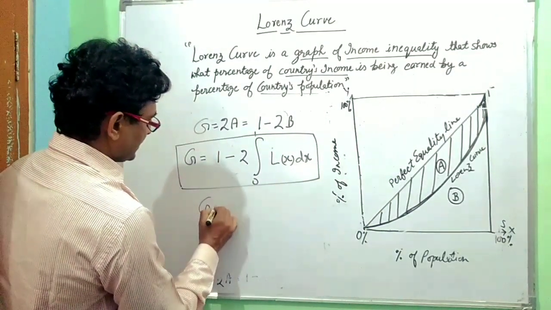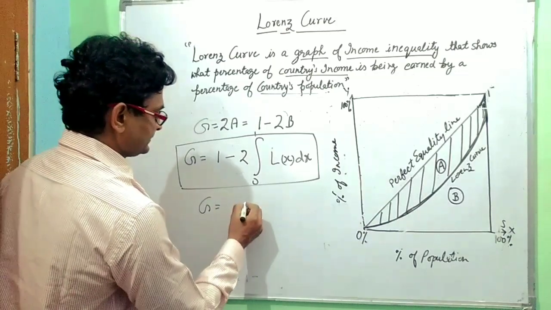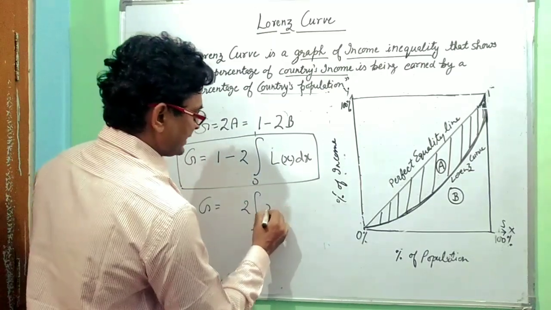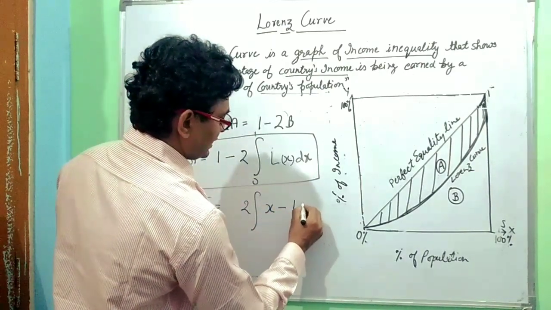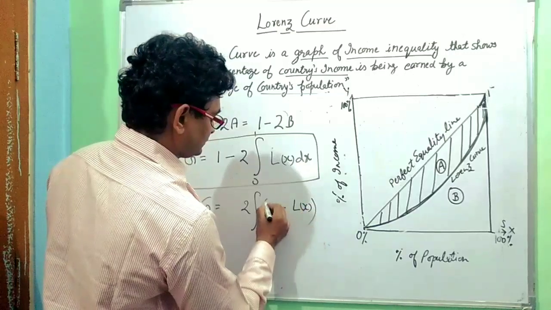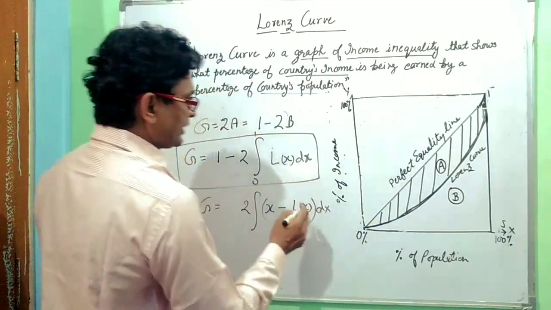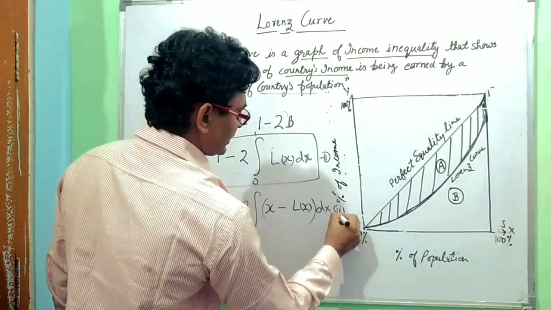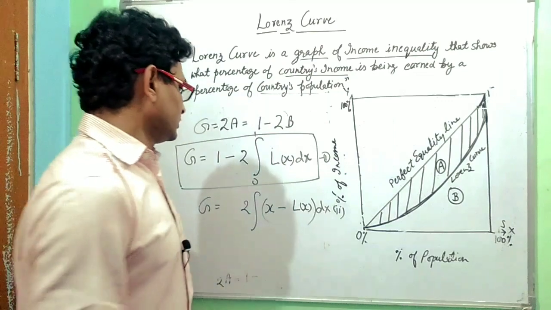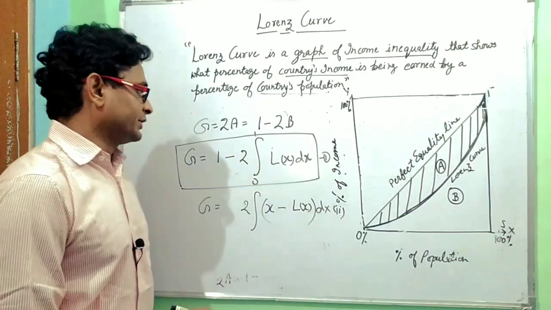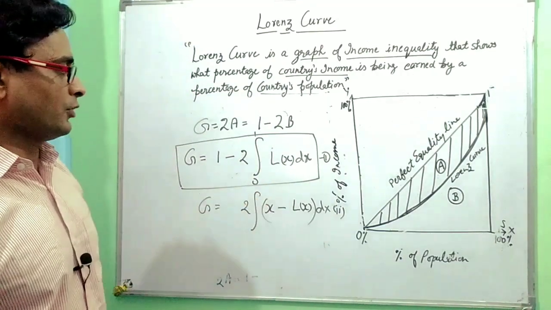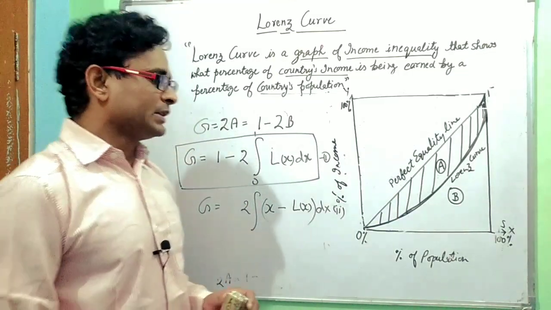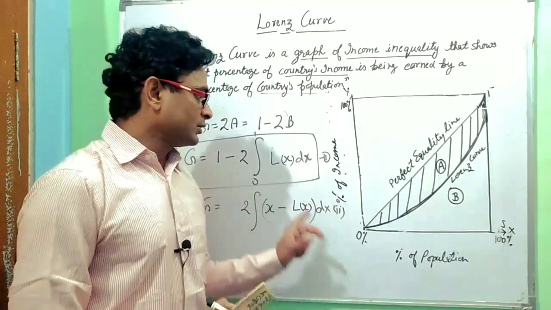We can further improvise this formula as 2 integration of (x minus L(x)) dx. We can either use this formula or this formula to calculate the Gini coefficient with the help of integration. So we have these two formulas. Please note this down. And now we are going to solve some mathematical problems based on this Lorenz function.